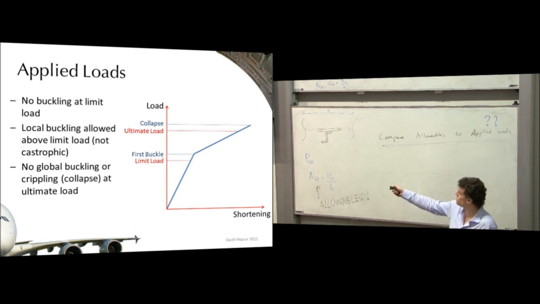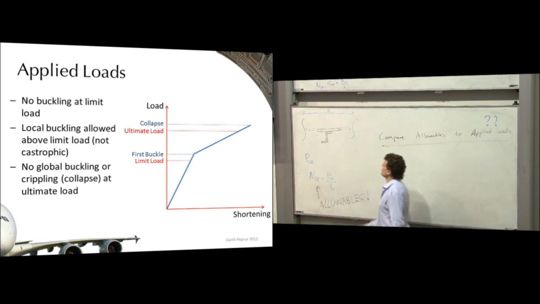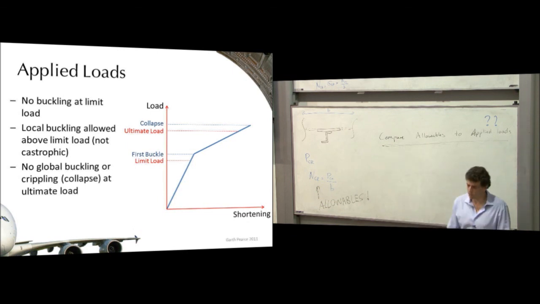So to break the wing, you'd have to get all the way up to ultimate load. This is how we base our design load. So when we've calculated all our allowables, the loads we compare to come from limit and ultimate. And the ratio between ultimate and limit is 1.5. So if you know your limit load, you can find your ultimate load by multiplying by 1.5.